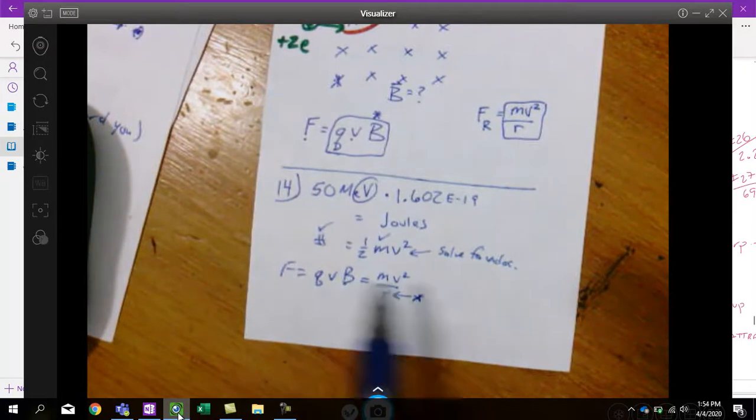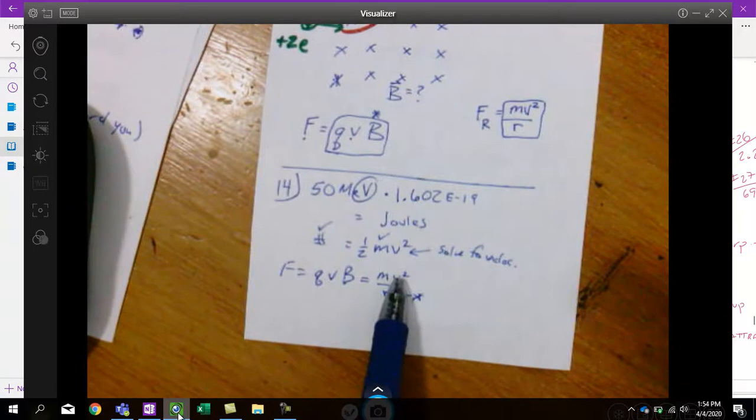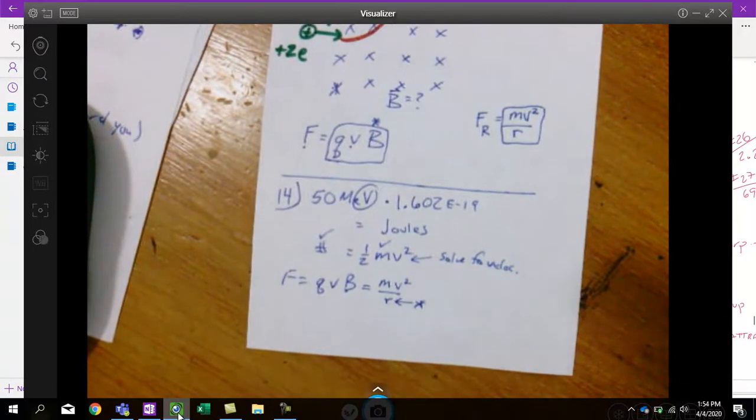If you want to rewrite this formula, for instance, this v would cancel one of the v's in the v squared. If you want to rewrite it a little bit to make it easy to solve because you'll use it several times, go for it, no problem.